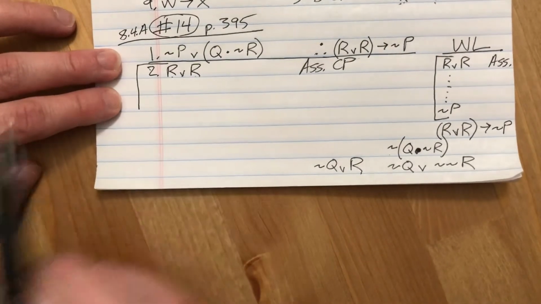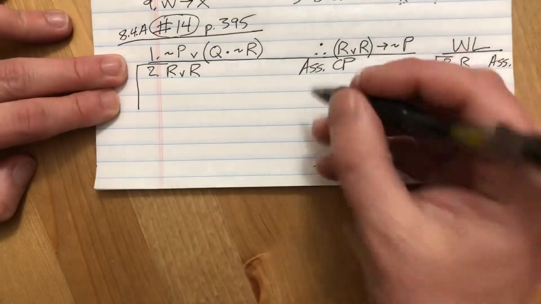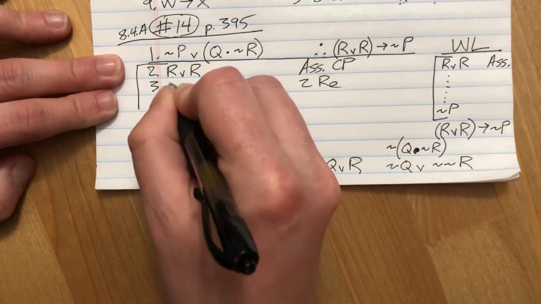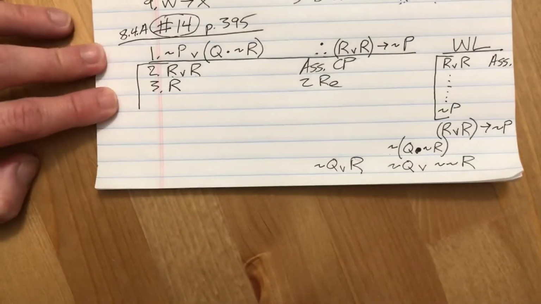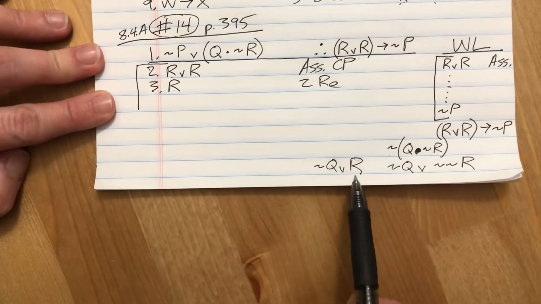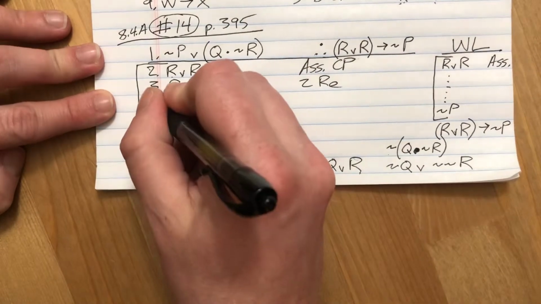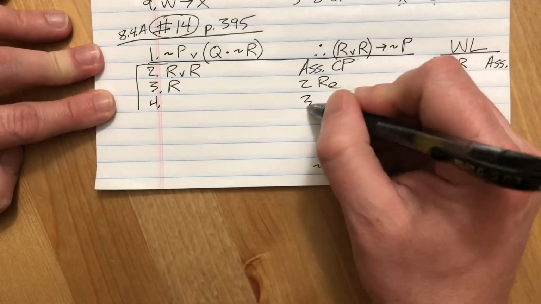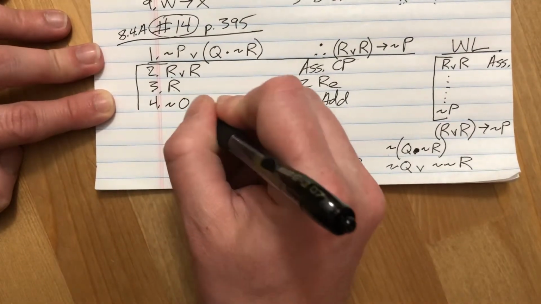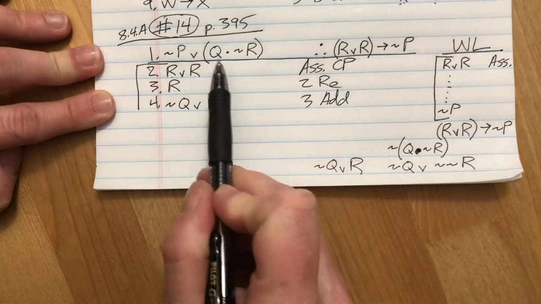We have R or R, and of course the rule that should jump out at you is redundancy, right? R or R is going to be equivalent to just R by itself. We have R by itself, and we want to get a disjunction that includes R. We can, of course, just add anything we want by the rule of addition. So 3, addition, we can just add the not Q. Let's add it to the left of the R, so it's already in the correct order that we're going to need to use it with this.